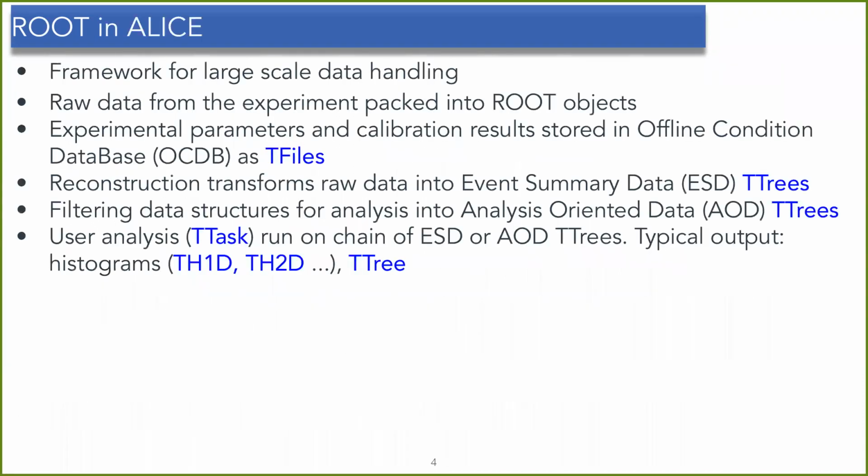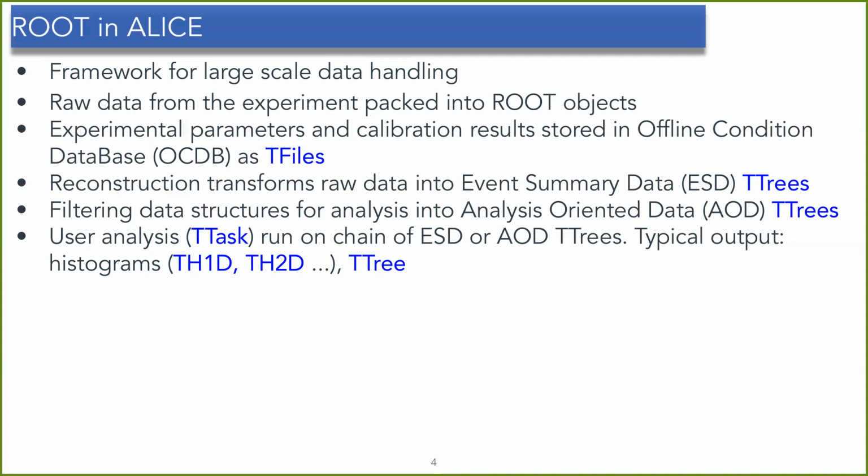Now let's see why ROOT is very important in our ALICE experiment. This ROOT object has been used in the ALICE experiment from the raw data taking to our final analysis step. For example, the raw data from the experiment is packed in various types of ROOT objects, and experimental parameters and calibration results are mainly stored in the offline condition database, or the OCDB, as TFiles, which is a ROOT object.